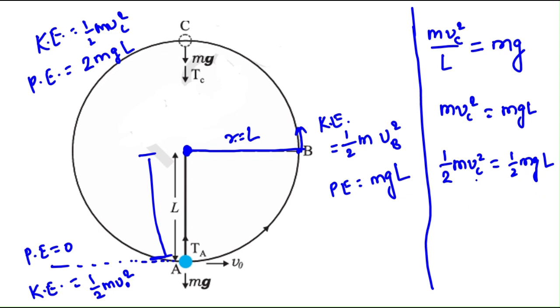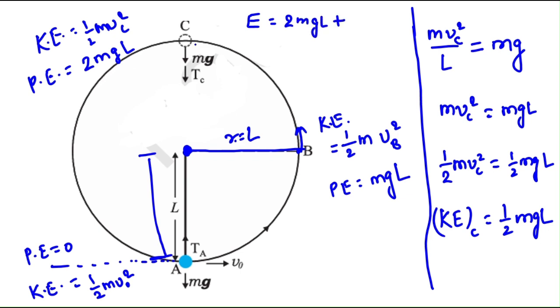And you know, half m v_c square is kinetic energy at point C. So this is 1 by 2 mgl, and kinetic energy plus potential energy will be the mechanical energy at point C. So if we are going to obtain mechanical energy at point C, this should be potential energy, which is 2 mgl, plus kinetic energy, what we have obtained here, 1 by 2 mgl, and ultimately it will come 5 by 2 mgl. You can add by yourself.